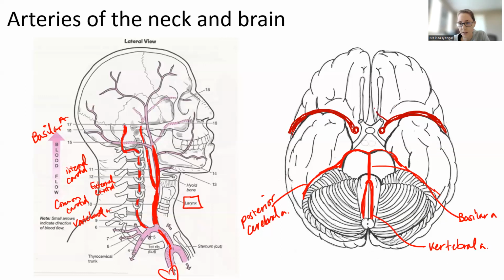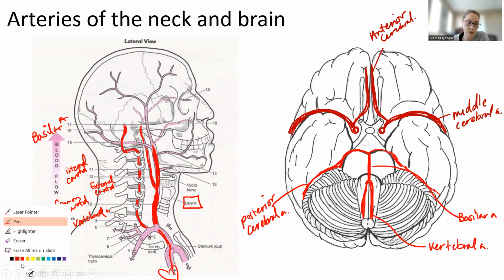And then it's also going to branch off and come anterior like that. Okay, so this becomes our middle cerebral artery. And then these are the anterior cerebral arteries. So make sure that this is a nice circle.